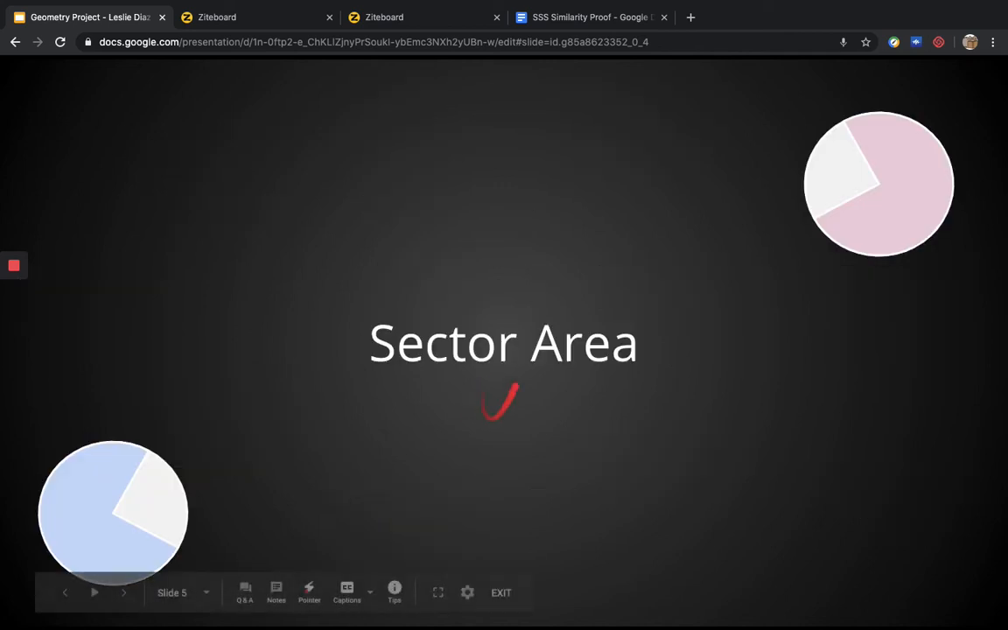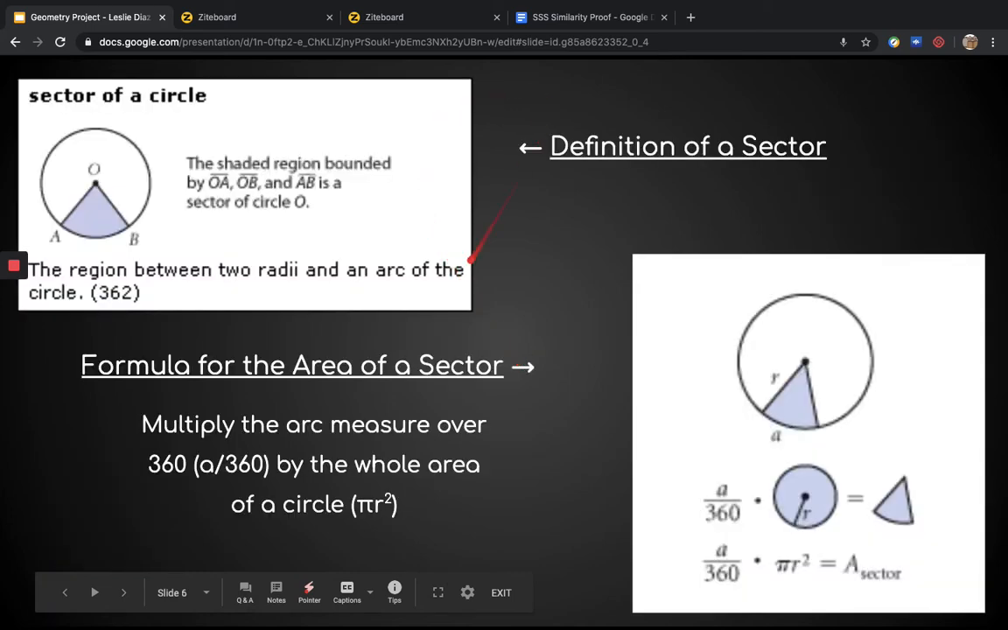Now we're going to move on into how to determine sector areas. So we know that a sector of a circle is basically a section of a pie, you can think of it. If you're cutting a slice of pizza or cutting off a slice of pie, that would be like a sector because it is the area between two radii and an arc of a circle. As you can see right here, the two radii would be AO and BO, and then the arc AB.